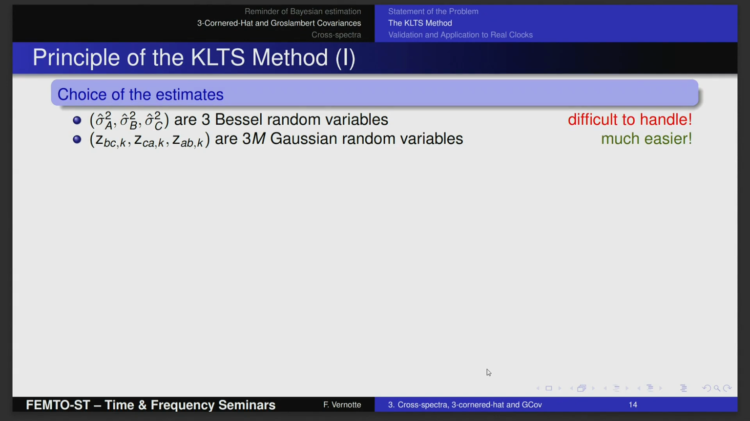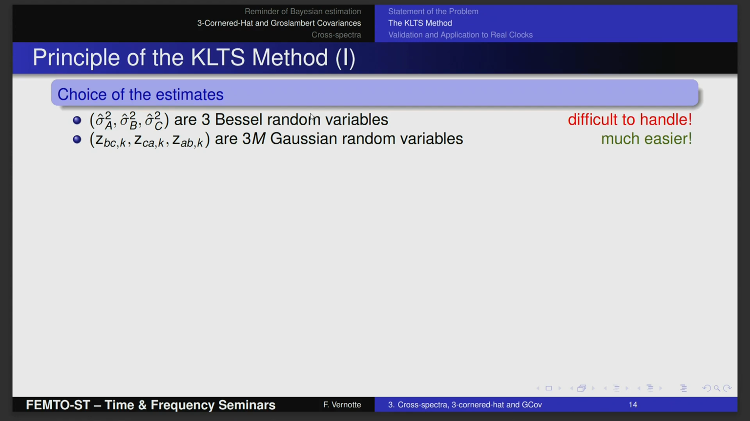So I will explain the principle of the KLTS method, which is a method used in Sigma Theta in order to retrieve the uncertainty of the covariance measurements. If we look at the statistics of the estimates sigma square A, sigma square B, and sigma square C, the measurements, we see that they are Bessel random variables, which are not exactly easy to handle, because Bessel random variables are a little bit tricky, and generally they are not tabulated in MATLAB, in Mathematica, and so on.